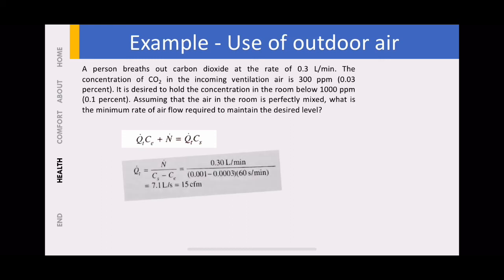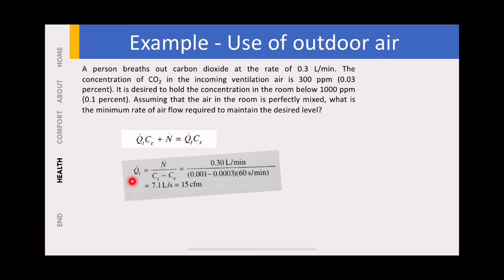A person breathes out carbon dioxide at a rate of 0.3 liter per minute. The concentration of CO2 in the incoming ventilation air is 300 ppm or 0.03%. It is desired to hold the concentration in the room below 1000 ppm or 0.1%. Assuming that the air in the room is perfectly mixed, what is the minimum rate of air flow required to maintain the desired level? This is the equation.